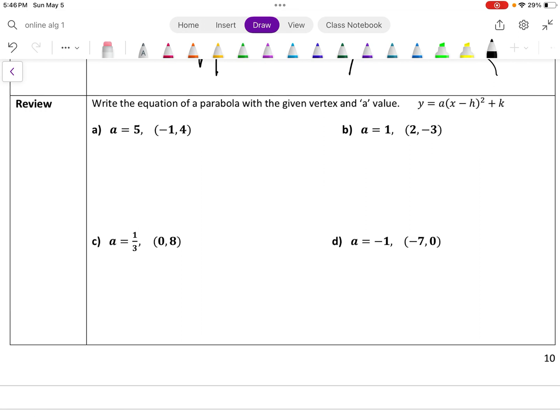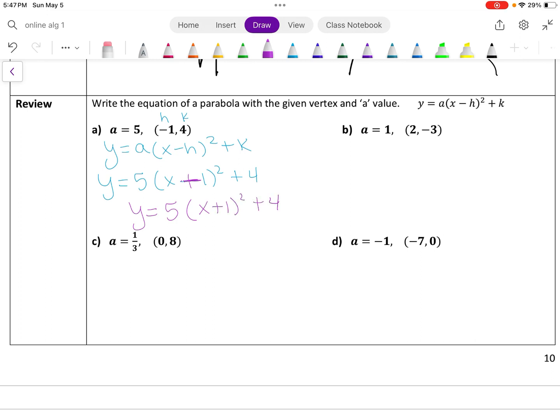Let's practice writing the equation of a parabola. So they gave us our a value and then our h and k. Remember, the sign for h will flip, the sign for k will stay the same. So if I write down y equals a times x minus h squared plus k, what's this going to look like? y equals 5 times x minus a negative 1 squared plus 4. Well, here's why we say that the sign for h flips. Minus a negative. What does minus a negative really mean? That really means plus. So this is really y equals 5 times x plus 1 squared plus 4. There's our vertex form.